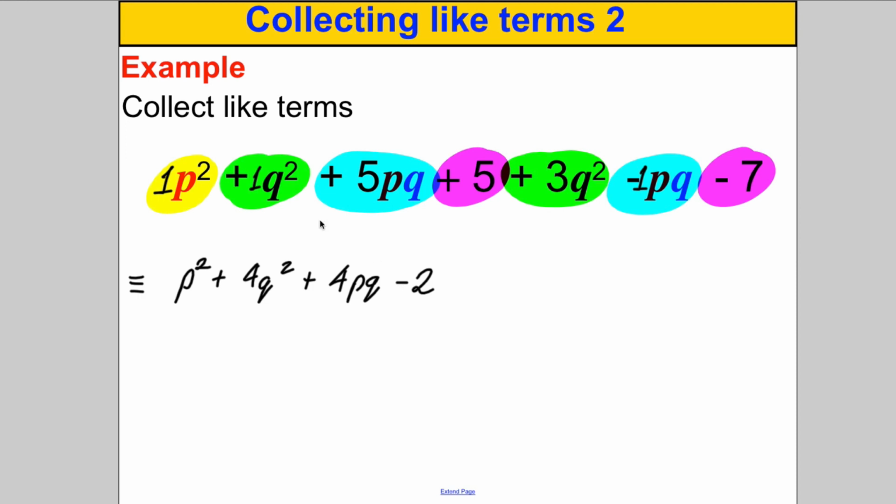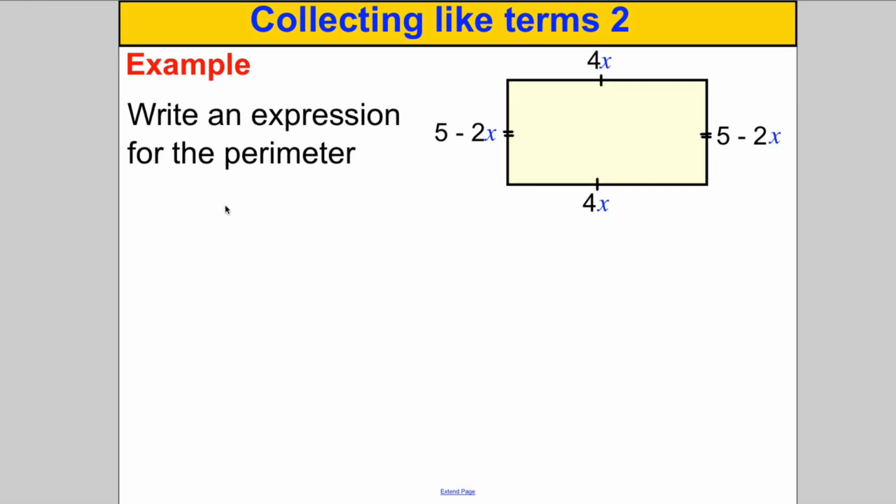Right, let's try another question. Pause the video and see if you can have a go. Now, this question asks us to write an expression for the perimeter. Now, the perimeter is the length around the outside of this rectangle, so it's this side. We're going to add that side, and we're going to add that length there, and we're going to add that length there. So let's write an expression down.